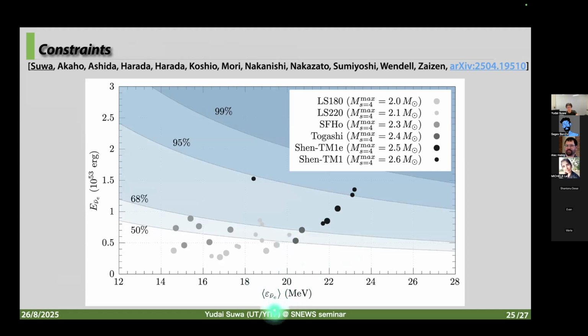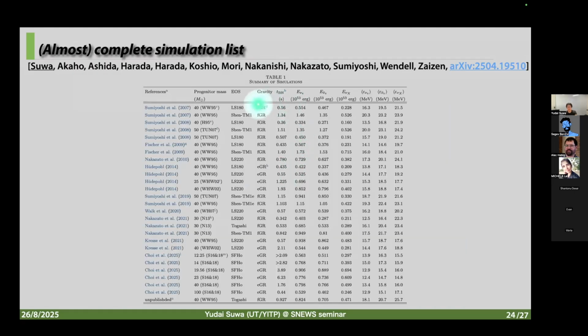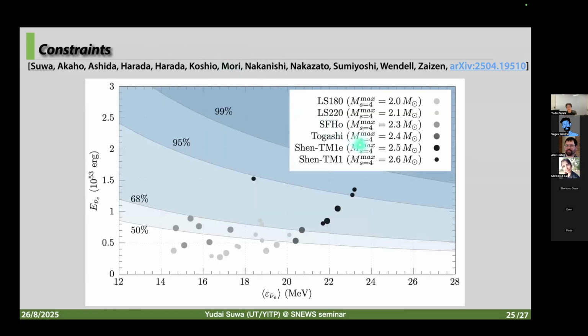This is the average energy of the electron antineutrino, and this is the total energy emitted as anti-electron-type neutrinos. These points correspond to the simulation data. The difference of color comes from the different equation of state. There are a number of numerical simulations, but they make use of different progenitor models, different nuclear equations of state, and different gravity treatments. But here we found that the equation of state is the most important quantity to understand this figure. So black points are using the Shen TM1 equation of state. It has a huge maximum mass of neutron star.